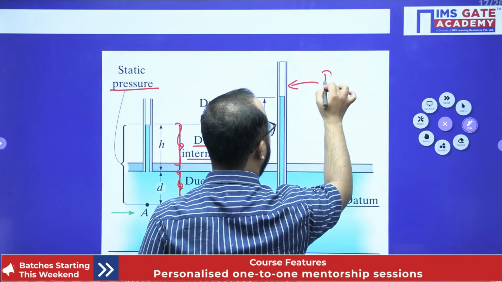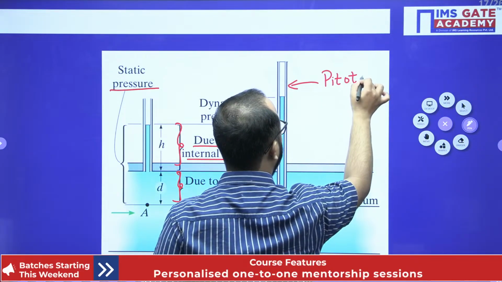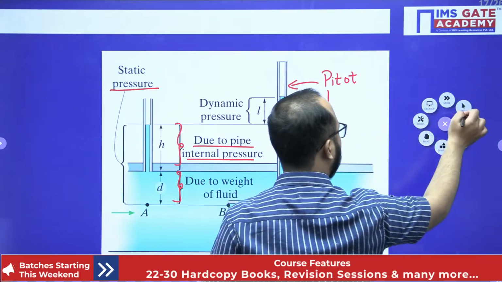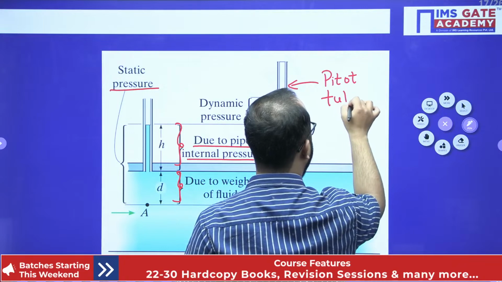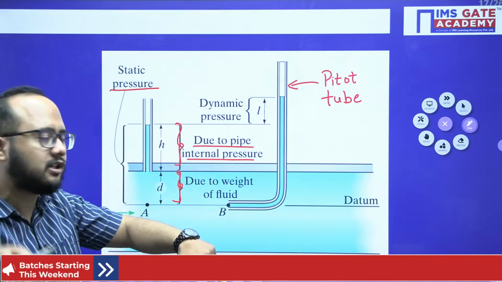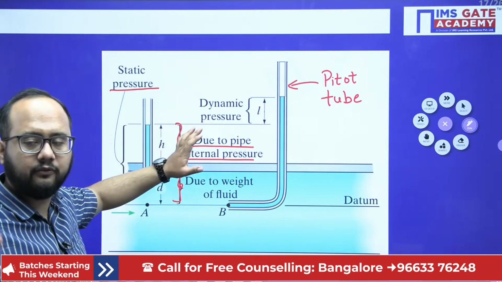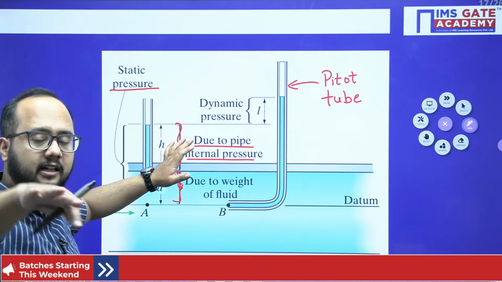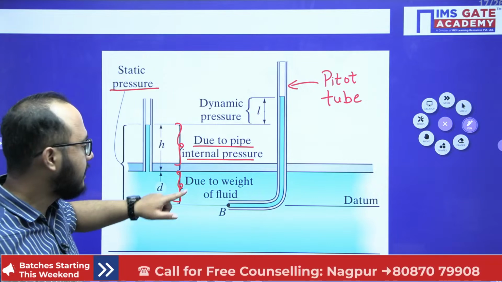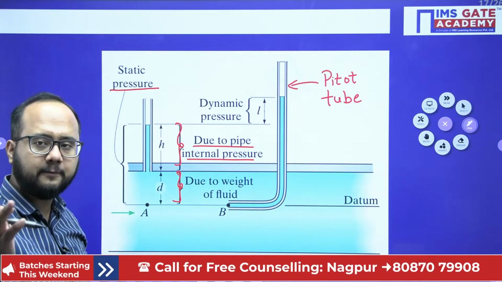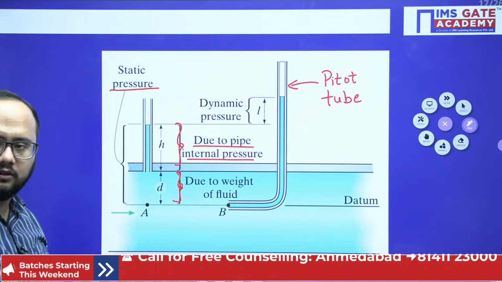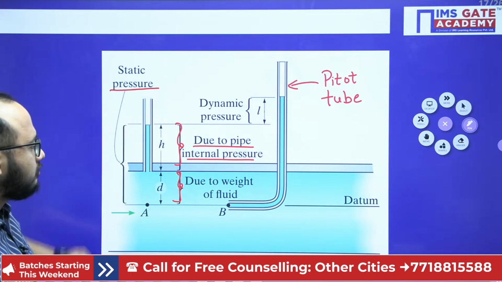This Pitot tube will help us to calculate the velocity of the fluid flow only when we are having this static pressure head, which is again the summation of the pressure which is there in the pipe itself, which we are calling due to pipe internal pressure. Second, due to the weight of the fluid. So static pressure head is the summation of two things, due to internal pipe pressure and due to weight of the fluid basically. So these two points you should understand.